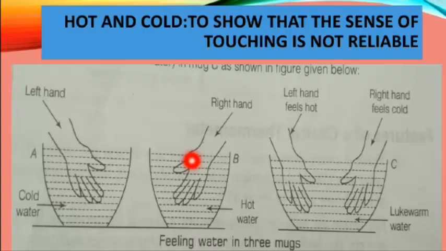Now take out the hands from mug A and B and dip both hands swiftly in lukewarm water in mug C. Here we will notice that the water in mug C does not feel equally warm to both the hands, since to the left hand this lukewarm water appears to be hot, while to the right hand this lukewarm water appears to be cold. So, it is true to say that we cannot depend on our sense of touch for estimating the hotness or coldness of an object.